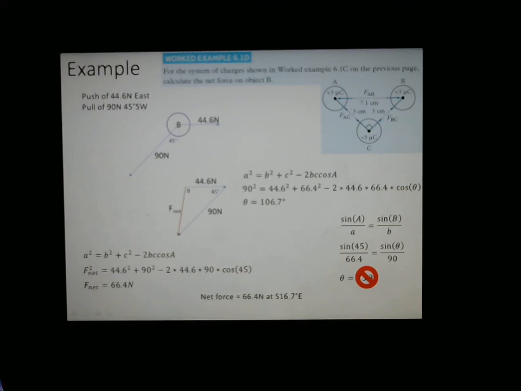Again, there are no cardinal directions referenced on this. I'm just assuming that down the page is south. You could also write this as 16.7 degrees left of down the page, and it would still be marked correct. Okay, so you just have to give some sort of reference for your directions.